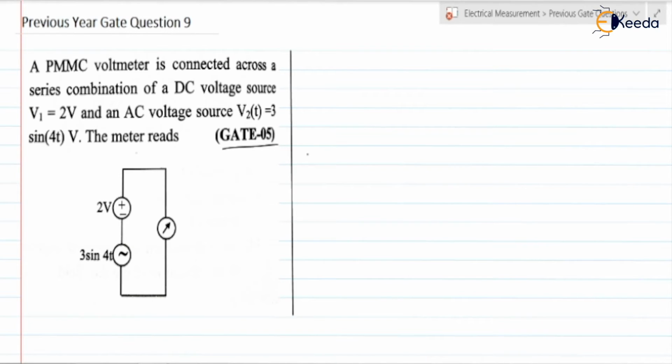Previous year GATE question number 9. Let us read the question. A PMMC voltmeter is connected across a series combination of DC voltage source V1 and an AC voltage source V2. The meter reads. Okay, so this meter is basically, it is given that PMMC voltmeter. Okay, and V1 and V2 are connected in series.